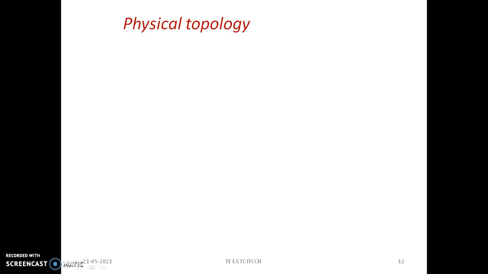Now in this session, we'll go with the details of topology. So the word is used as a physical topology. It indicates what are the different ways and how the different nodes are interconnected with each other so as to design the network. So now physical topology.